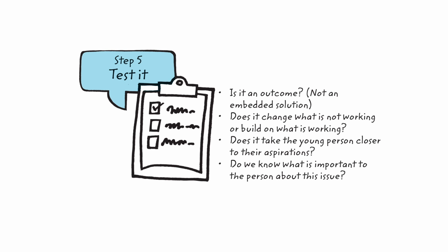The second thing to test the outcome for is to check back that it's addressing something that takes the person closer to their aspirations, changes something that isn't working, or supports something that is working. Basically, it's something that is important to the person in some way. We know we haven't drifted off the point and are still working on something the person wants. Congratulations, you now have a robust, clear, and truly person-centered outcome. So what next?